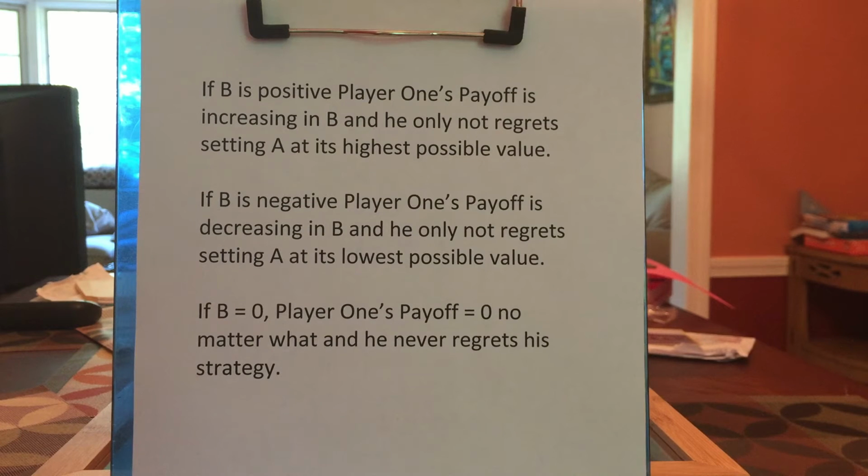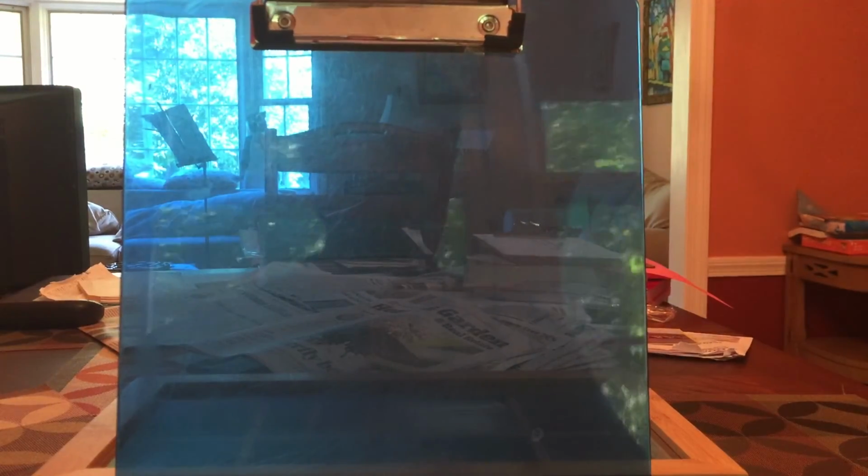Now, if B is negative, two negative numbers, you multiply them together, you get a positive number. So if B is negative, player 1 wants to set A at its lowest possible value. So if B is, say, -0.5, player 1 wants to set A at its lowest possible value, which is -1. Finally, if B is neither positive nor negative, it's 0, well then player 1's payoff is 0 no matter what, and player 1 becomes completely indifferent to setting A equal to anything.